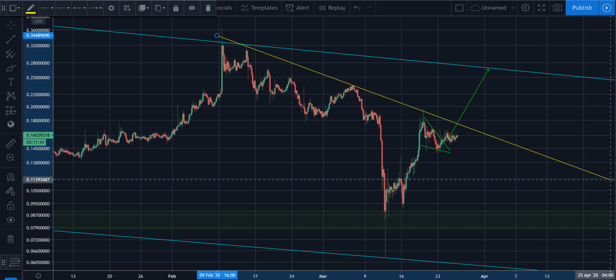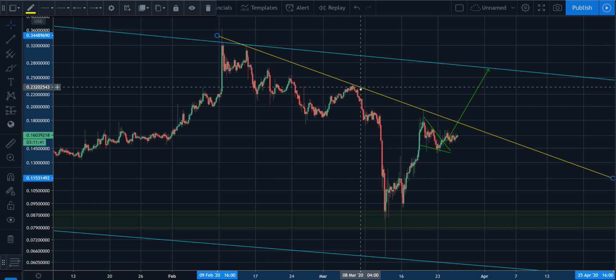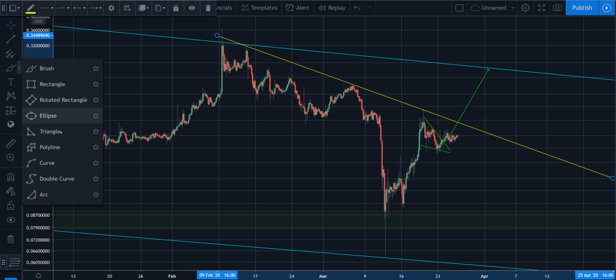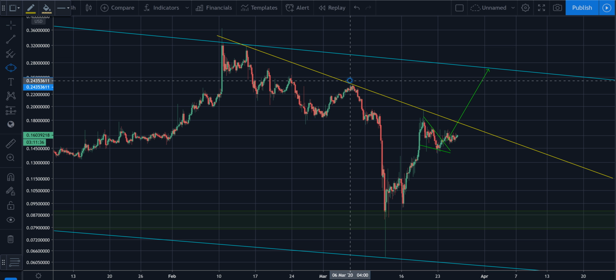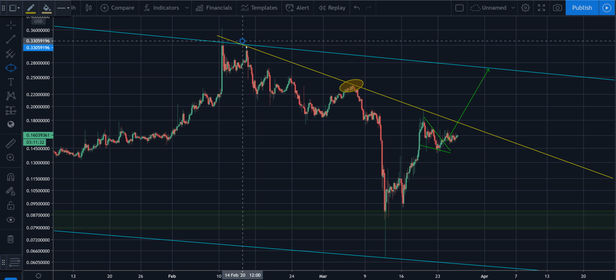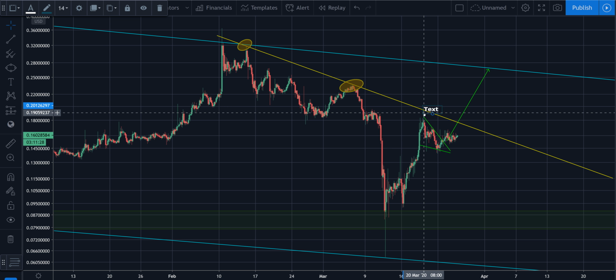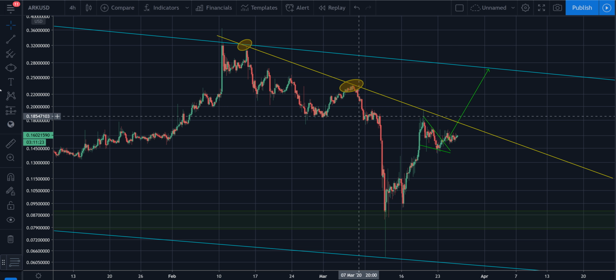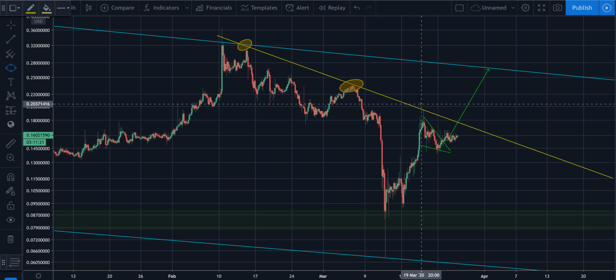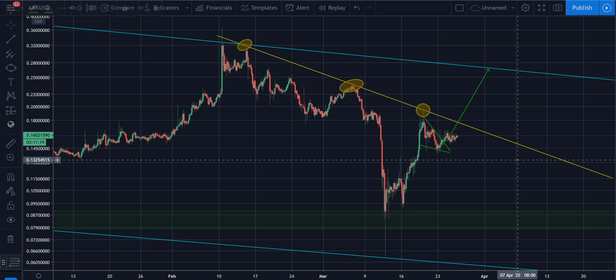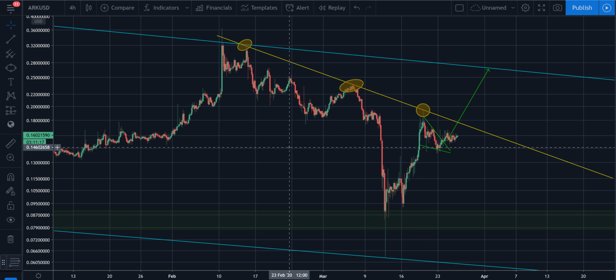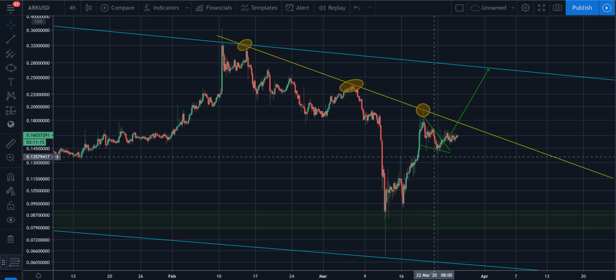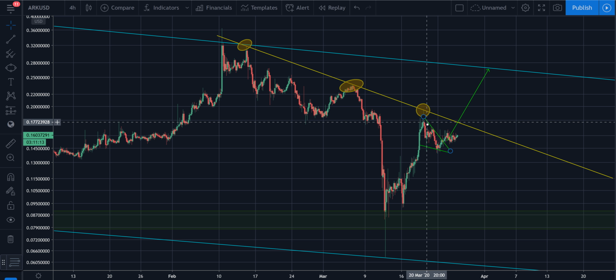You could also wait for a break of this resistance over here, and that would confirm a break of a resistance that was found here, here, and here. Oops, wrong button. So that as well will be a very good sign for ARC, and I believe we also have the same pattern here, which is the bump and run. Again, you would also see the cup and handle if this area is broken.